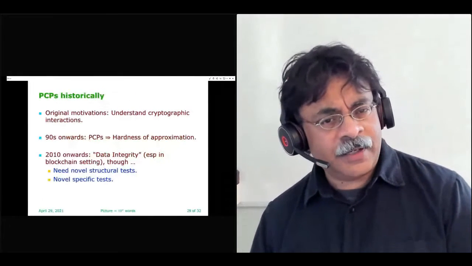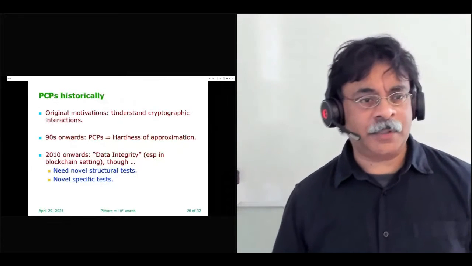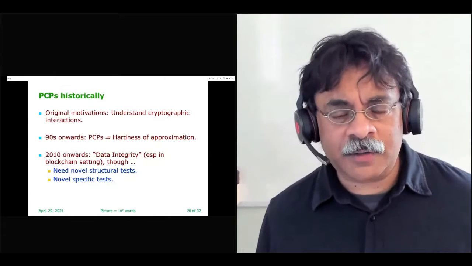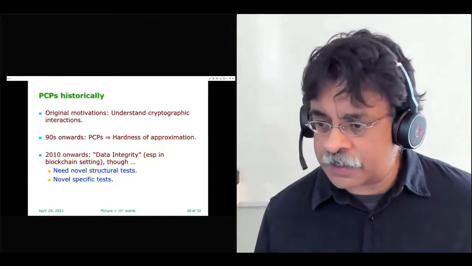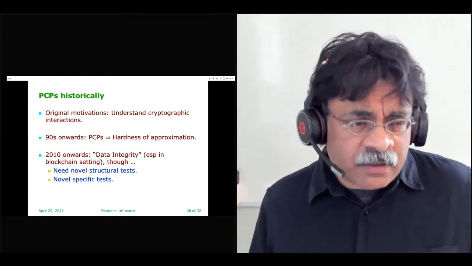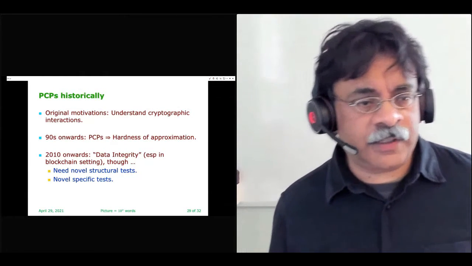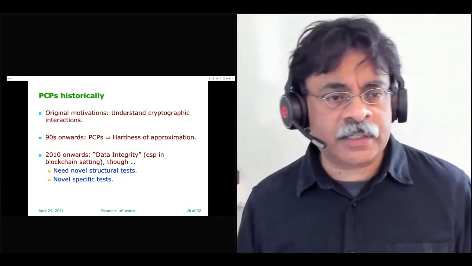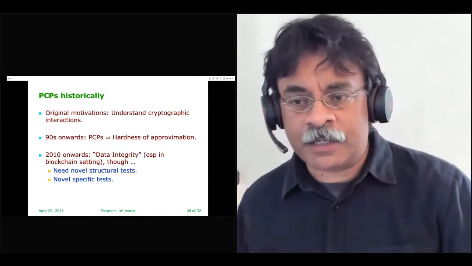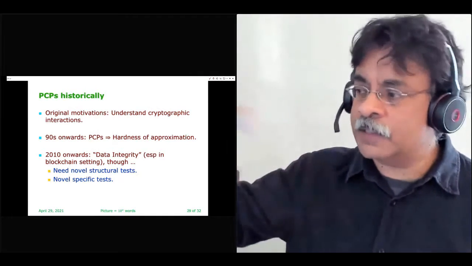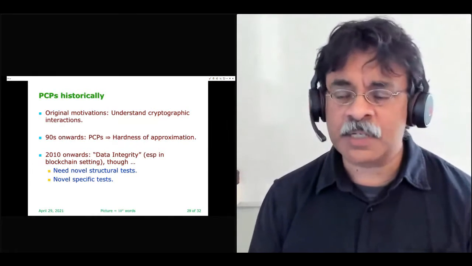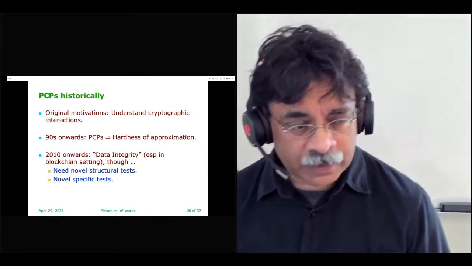And I just do want to say a little bit about how PCPs emerged historically. The very original motivation was really to try to understand some cryptographic interactions, and this happened in the mid to late 80s, where we said, well, if we could build these kinds of things, these PCP-like objects are really telling us how this cryptographic interaction is connected to the security of this other cryptographic interaction. We really didn't think about PCPs as much more than a technical tool at that stage.